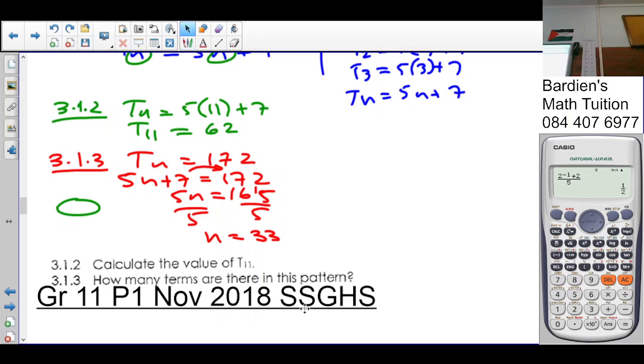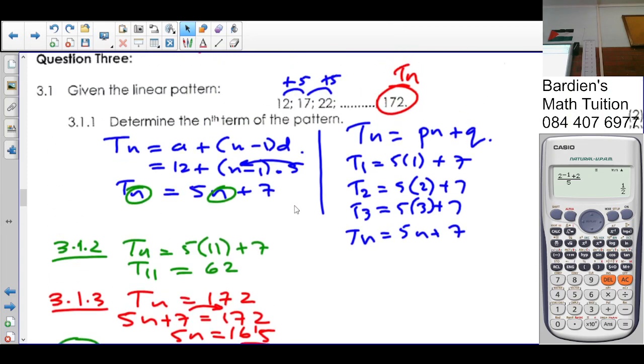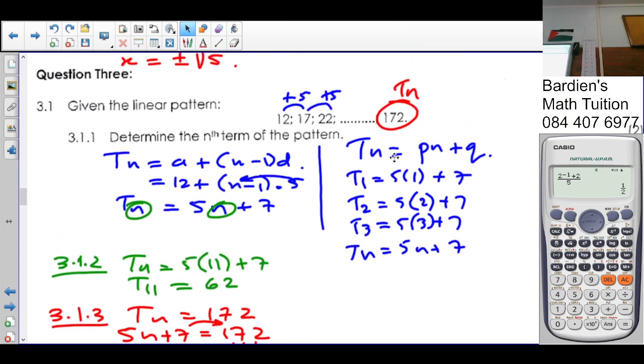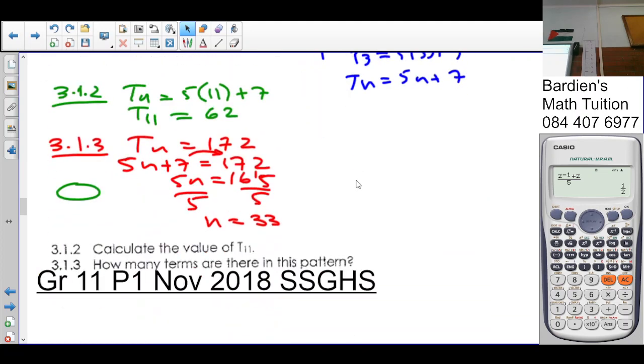You guys understand in the sequence? So if you extend this pattern, you go 12, 17, 22, carry on. The 33rd term will be equal to 172. Okay?